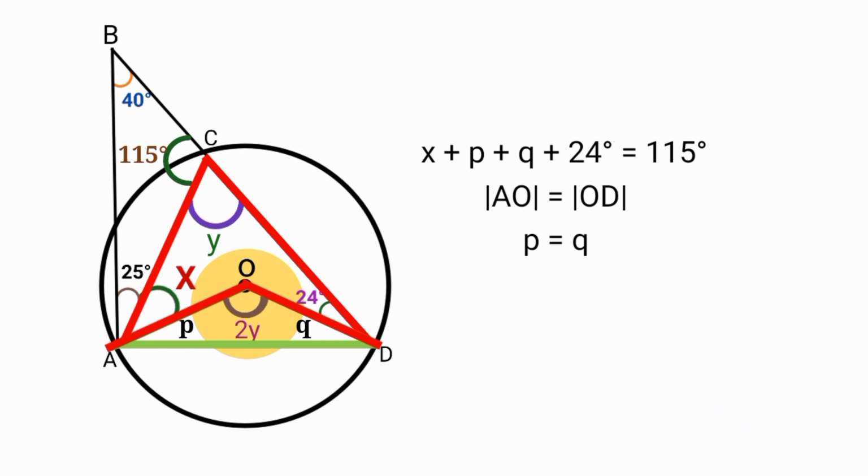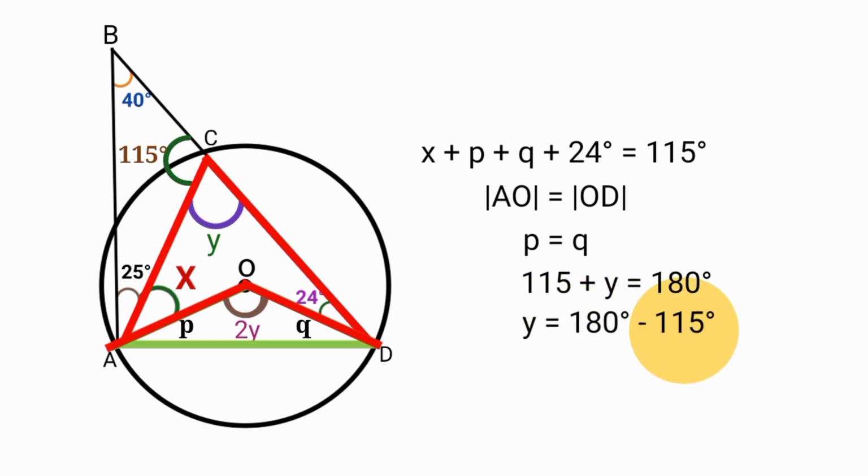But what is the value of angle y? Let's come back here. Since this angle here is 115 degrees and is on the same straight line with angle y, that means 115 plus y is equal to 180 degrees, because the sum of angles on a straight line is equal to 180 degrees. So to find the value of y now, we subtract 115 from both sides. So y is now going to be equal to 180 degrees minus 115 degrees, which is equal to 65 degrees.